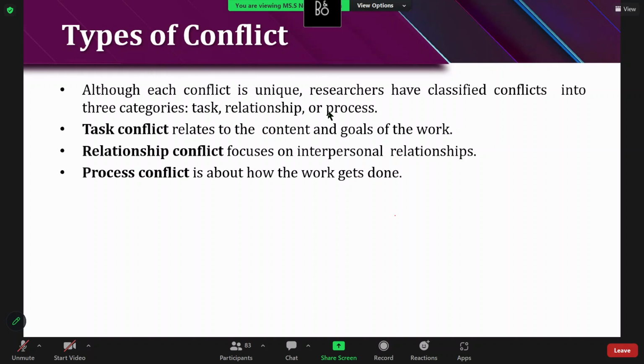So task conflict means it is related to the content and goal of the work. If we need to complete a particular task, for example, completing the construction of a building, then what needs to be done? What is the content of that project? What tasks need to be done? What resources do they need? How many people do we need to construct it, and how long will it take to complete the construction? All these things which are related to the task or goal are called task conflict.